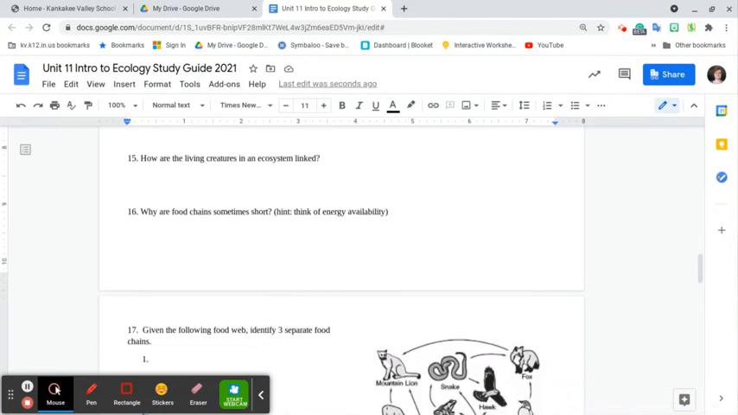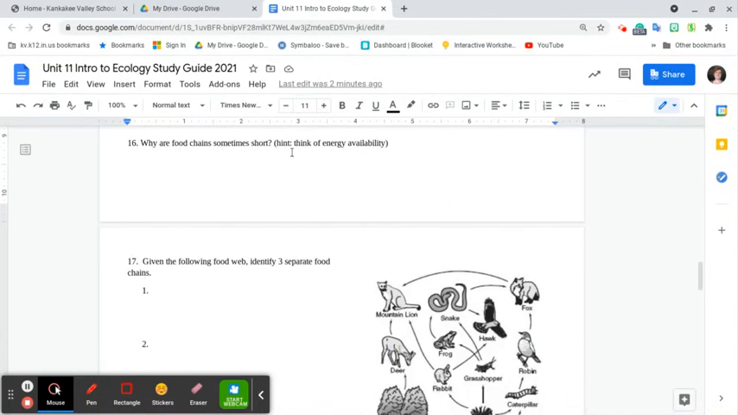How are the living creatures in an ecosystem linked? By what they eat. Again, think of the food fight game. If we wipe out producers, then we're going to wipe out the first primary consumers, and so on and so forth. If you wipe out or damage one thing, everything else has to balance out.